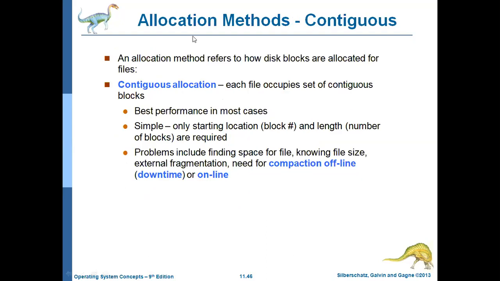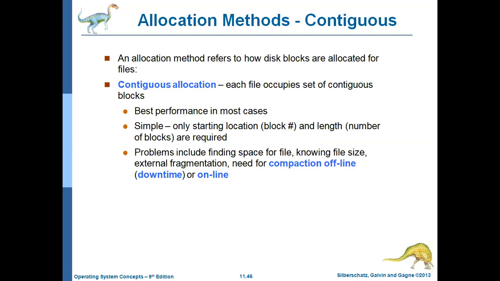Then let us look at the different allocation methods. What are these allocation methods? How is the storage happening in memory, in the secondary storage? That can be contiguous, or, as we have seen, it can be non-contiguous also. What do you mean by allocation? An allocation method refers to how disk blocks are allocated for files.